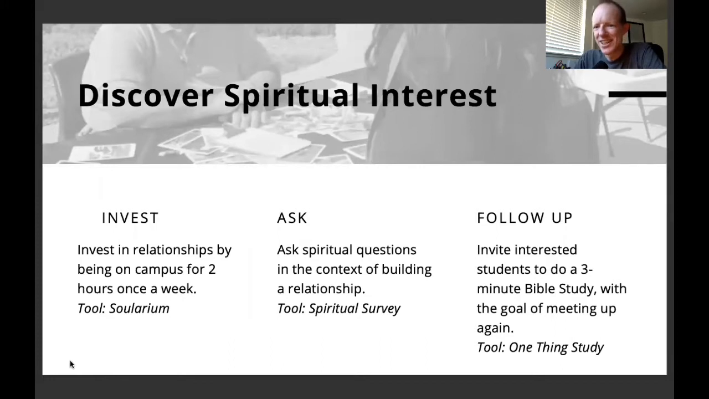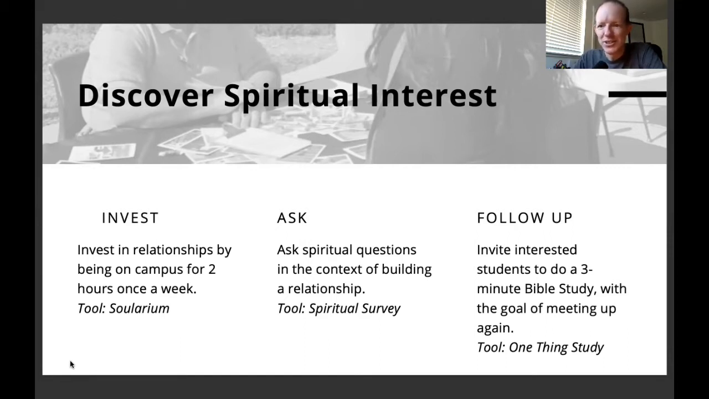And the idea here is that God is already at work in some students' lives on campus. And so our goal is just to find out where God is already at work and to follow up with those students who are interested and disciple them. So there are 3 steps here. First thing is invest in relationships by being on campus for about 2 hours once a week. So just picking that 2-hour time slot once a week.